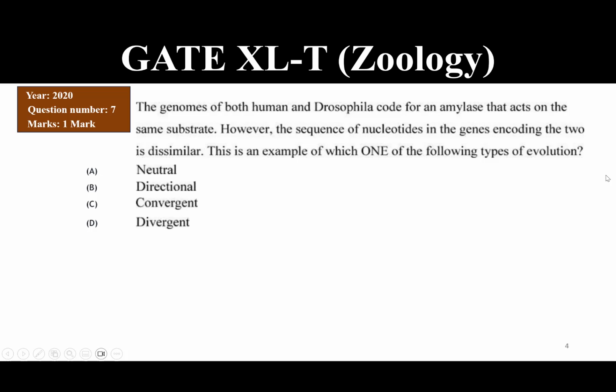So, coming back to the question, you have human and Drosophila genomes, and you have an amylase which acts on the same substrate. Now, the functionality of the enzyme is the same. They work on the same substrate, but when you look at the sequence, they are different. That means they have come from different ancestors, but they perform the same function, and this is what we have called convergent evolution. They have converged to this functionality, but they have evolved from different ancestors. So that's why the answer to this question is convergent.